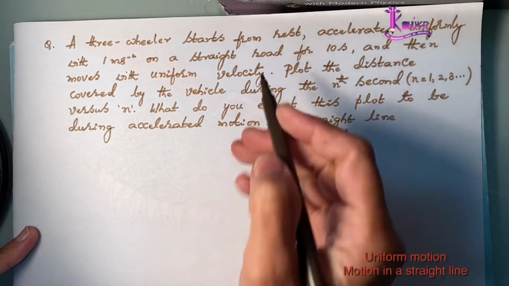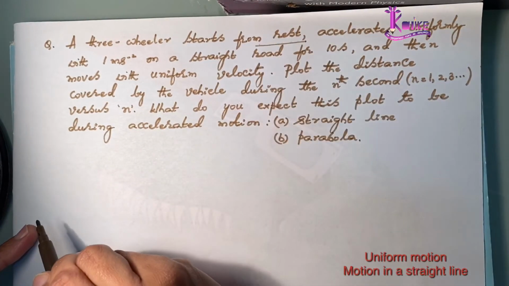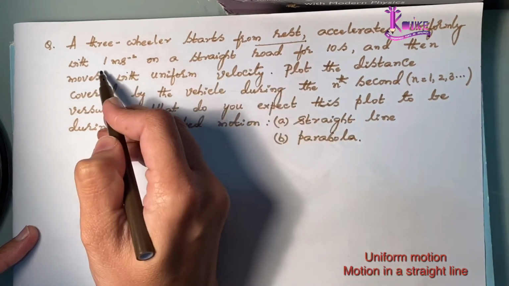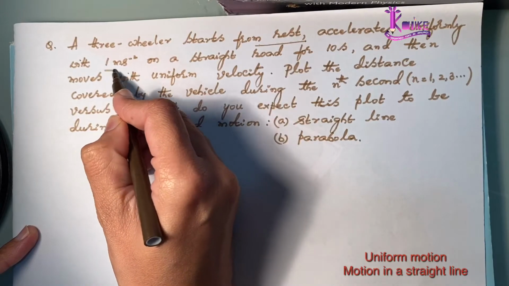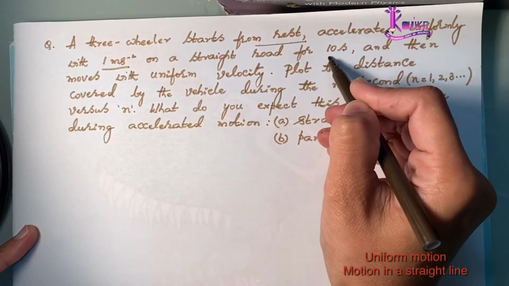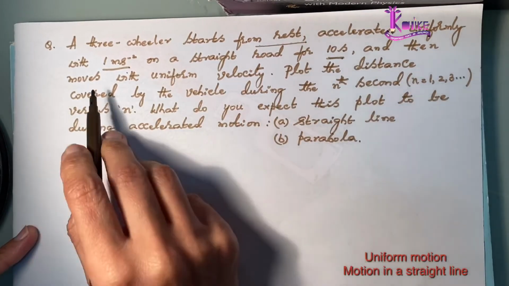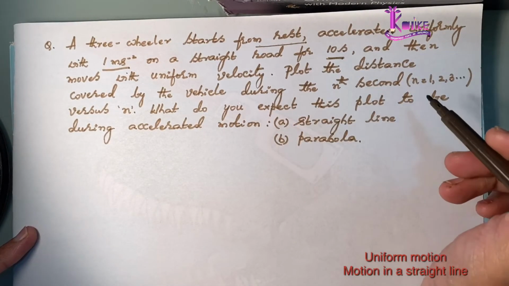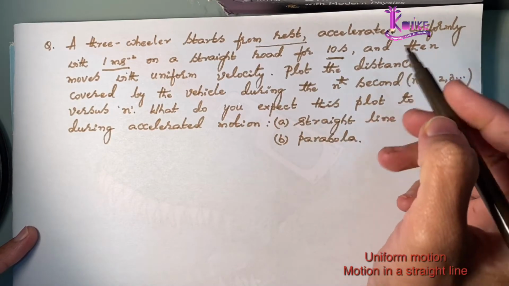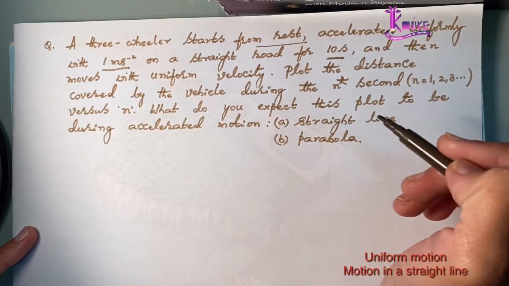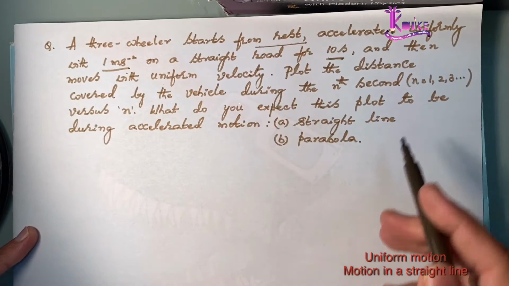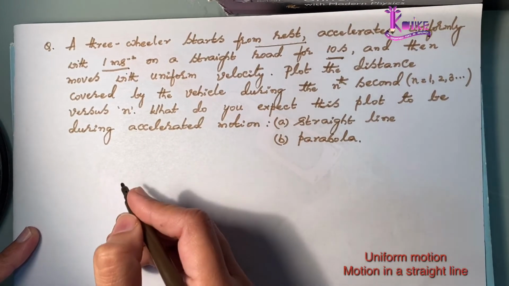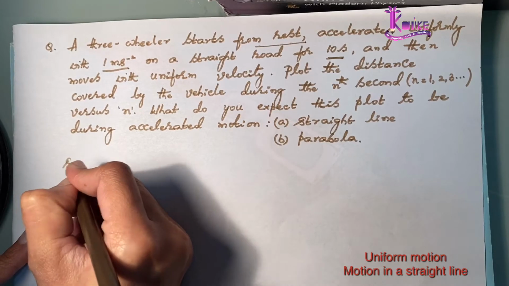So you have a three-wheeler that is starting from rest. So that signifies the initial velocity of the three-wheeler is 0. And then it's moving with an acceleration of 1 meter per second square for the next 10 seconds. So there is an acceleration taking place for the first 10 seconds. So you will have to calculate the distance traveled by the vehicle during this accelerated period, right, for the 10 seconds. So let's first write down what is given.